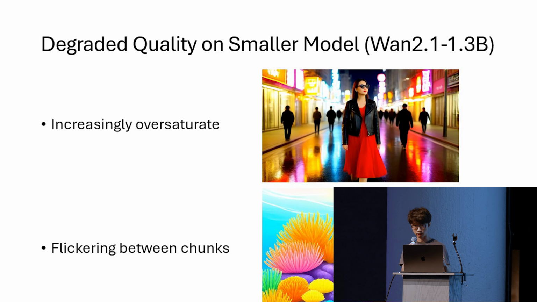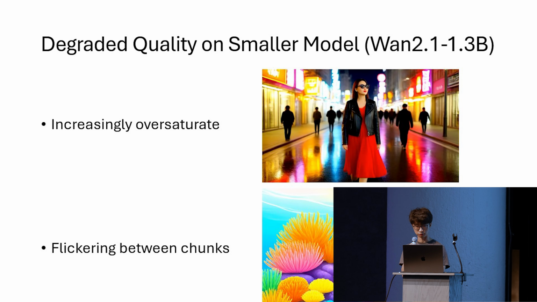But when we tried this on some open source model, like a smaller model like Wan 2.1, we observed worse results. For example, in some cases you can see the color becomes increasingly saturated over time. And in some cases you can see some flickering, for example near the coral, between the different chunks of generation. So it took us a while to identify what's causing those quality degradations.